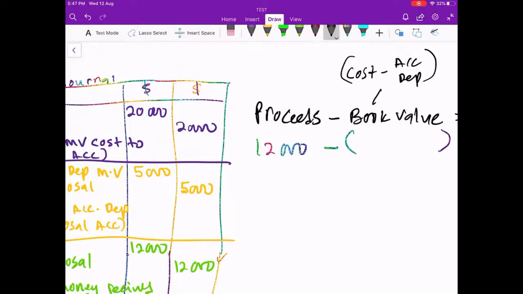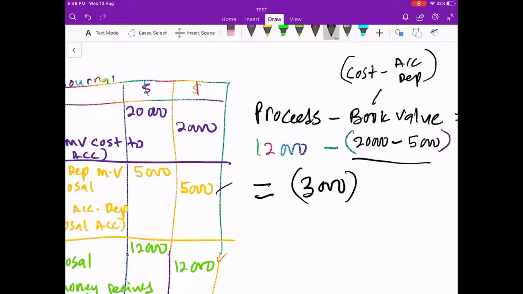So how much is my cost in this question? 20,000. Minus how much is my accumulated depreciation? 5,000. Okay, 12,000 minus this answer, I get how much? 3,000? Is it 3,000? No. You get negative 3,000, right? 12,000 minus 15,000, you get negative 3,000. This negative 3,000 is your gain or loss. Loss. You write here, loss.